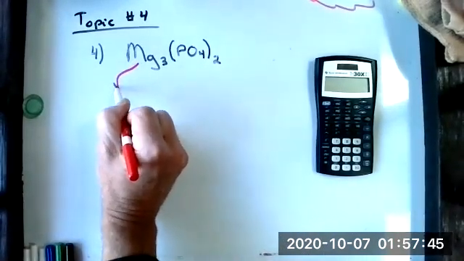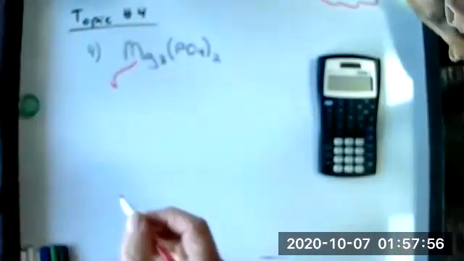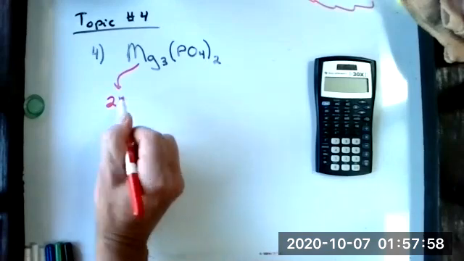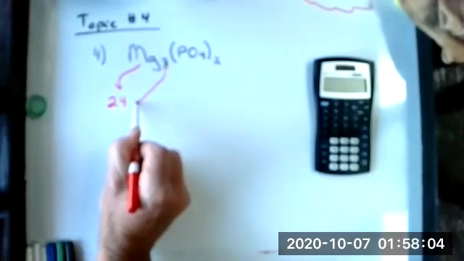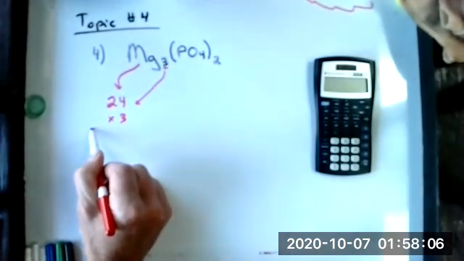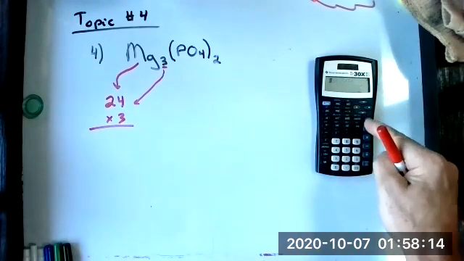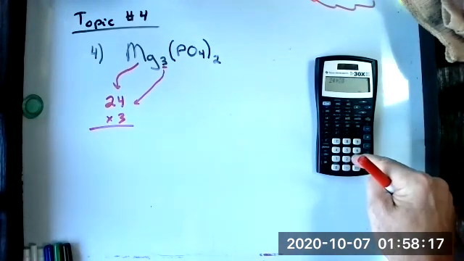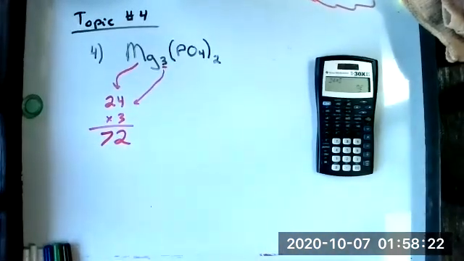Step number 1, magnesium. Right off the bat, I'm going to grab this table. I'm going to find magnesium, and there it is. Good old magnesium. Hope you used 24. 24. But, hey, there's 3 of these. Because of that 3, I know that I've got to multiply 24 by 3, which is how much? 24 times 3 should be 72. Yeah, 72. Boom. Done.